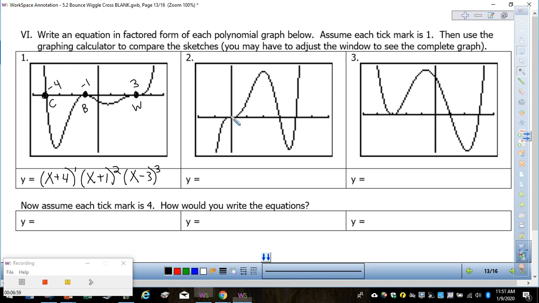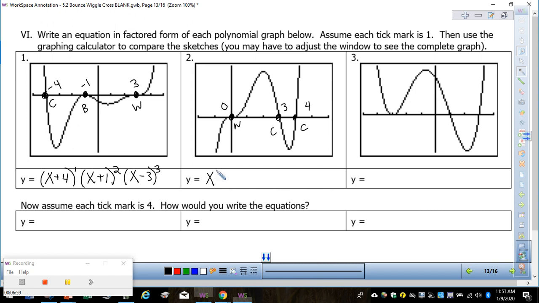Let's do one more together. On this next one here, we have an x-intercept of 0. It's a wiggle. 3 is a cross. 4 is also a cross. So for the 0, we're just going to do x. We don't need parentheses there.